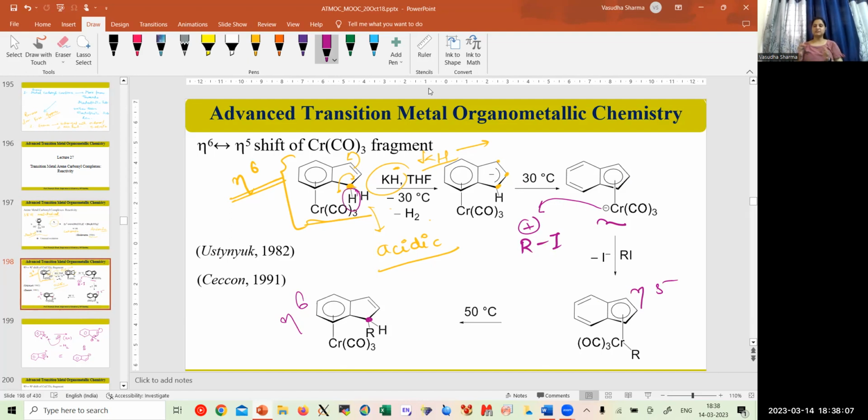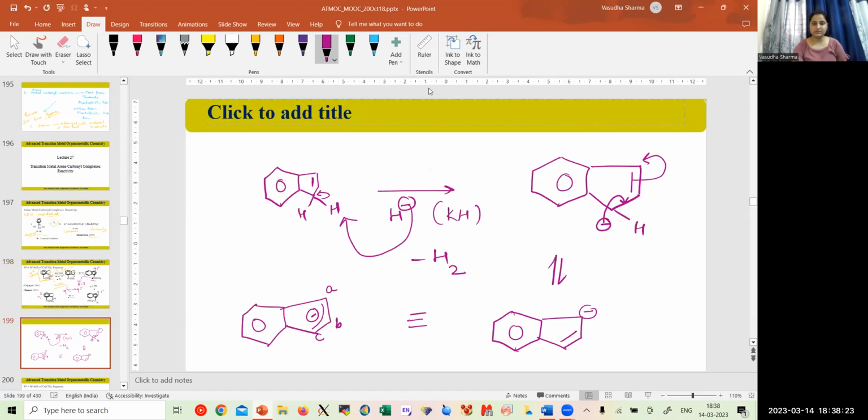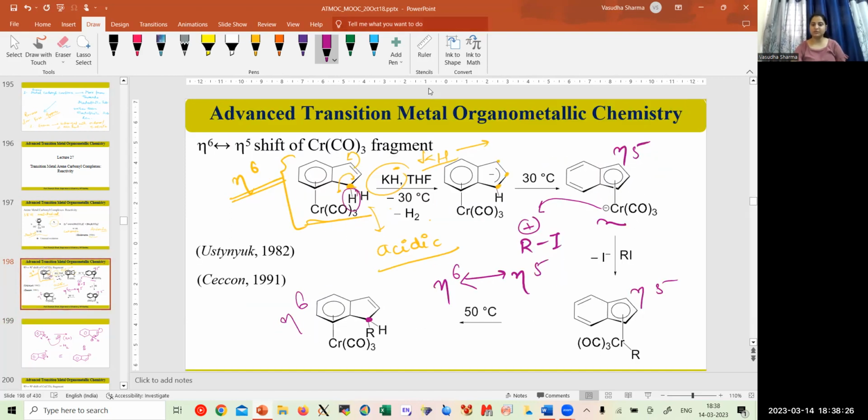So this is an eta 6 to eta 5 transformation where one electrophile is getting exchanged with another electrophile, having a transition from eta 6 to eta 5 and coming back to eta 6. So here it is eta 5. A very interesting example. Now you need to be careful about the KH that you are using, then also the H2, and how the carbons are coming into the picture, where the double bond is sitting, and how the chromium is getting negative charge, which is attacking on the R positive moiety.